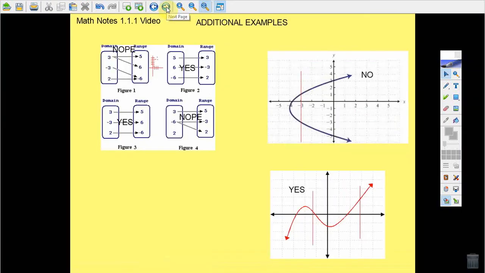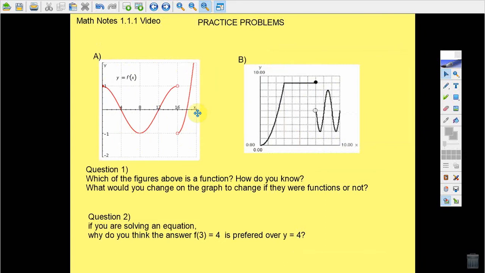So to leave things off with you guys, I'm going to give you these two problems to look at. Look at those graphs of two disjoint or discontinuous functions. Answer questions 1 and 2 there, and be prepared to talk about it in class tomorrow.